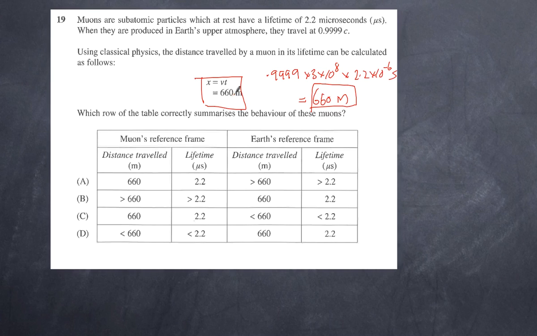So the question is what would an external person experience? Well, first of all, the muon is going to be traveling only 660 meters and their lifespan is clearly 2.2, which means only A and C are correct in terms of this situation. But as far as Earth's frame of reference is concerned, the lifetime definitely increased. Time dilation takes place, and so that is true in this case. It's greater, not less than, and it's also a greater distance traveled. So as far as we're concerned, the muon travels a great distance, in fact quite a few kilometers, in order to get to the Earth's frame of reference. So therefore the only possible answer is A.